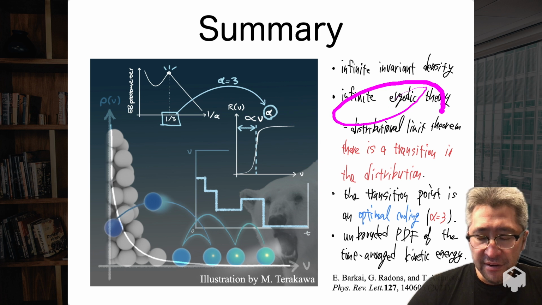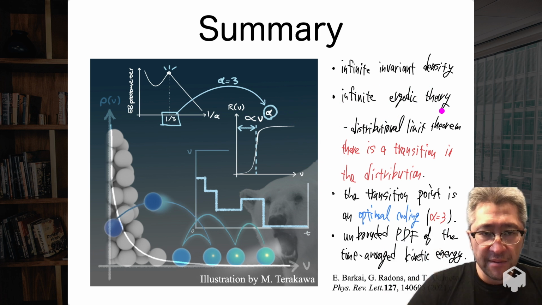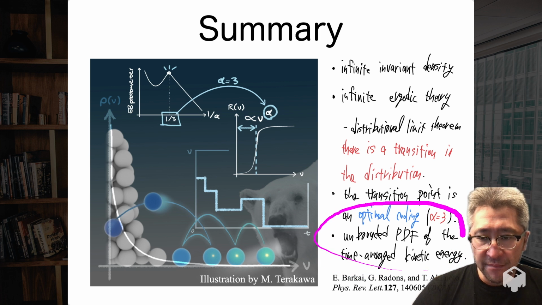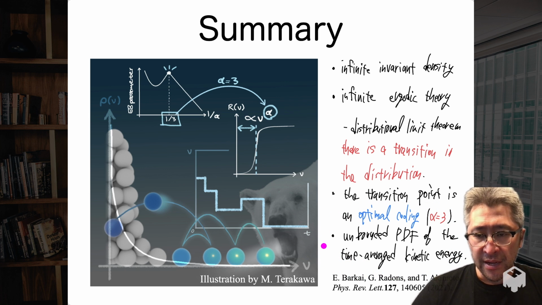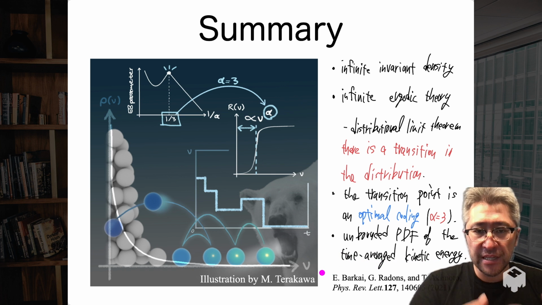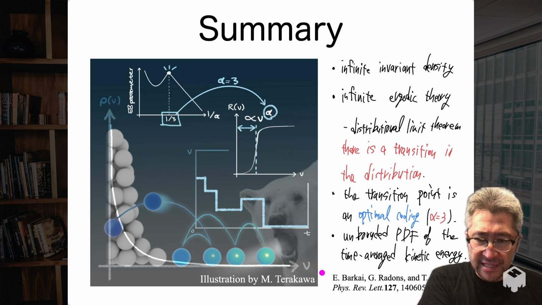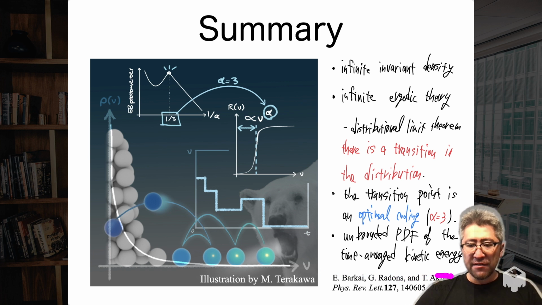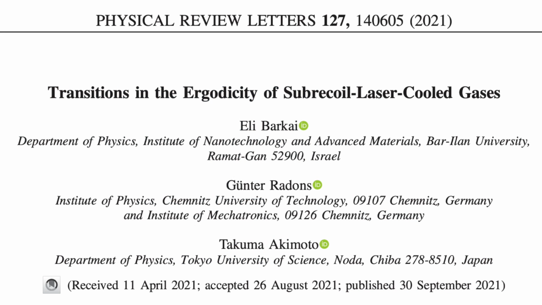However, if you consider the time average kinetic energy to evaluate the efficiency of cooling, we found alpha equals 3 is optimal cooling. And we also found the PDF of the time average kinetic energy is unbounded at the origin, which is very important in experiments. So it is confined, and almost all atoms are always at low temperatures. It's an important property. This is a reference of my talk.